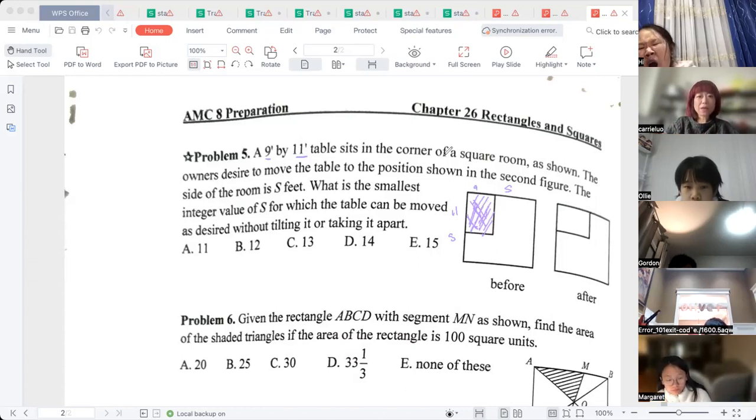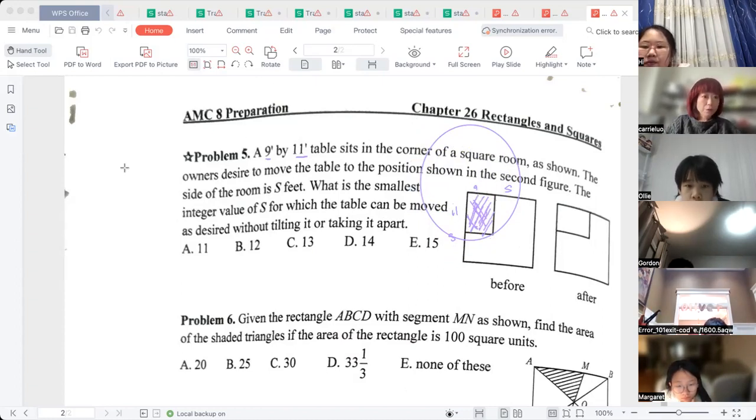So how do we find this out? Okay, my drawing is such a horrible thing. Let's take a look at this one. You need a circle to make it move properly.